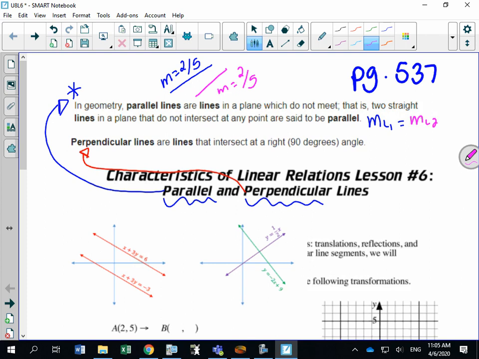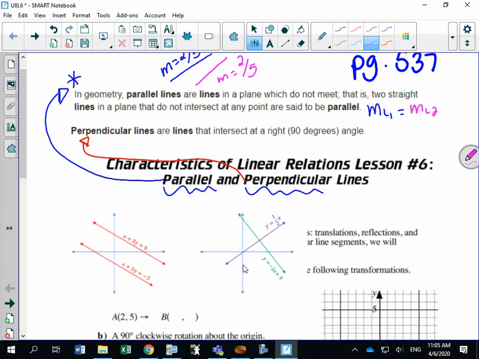So if I give you a line and I give you the slope and I say, well, what would the slope be of a line parallel to it? They're identical. Perpendicular, there's a little bit of work we have to do to it, but it's still easy to figure out. So first of all, for perpendicular, we need the definition. It's lines that intersect at a 90-degree angle. So these two lines here would be perpendicular.